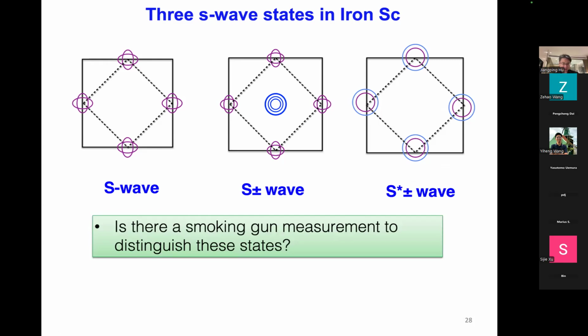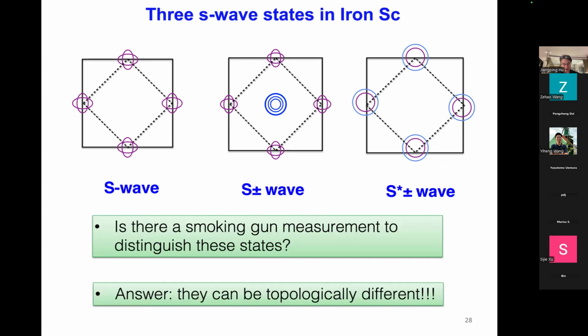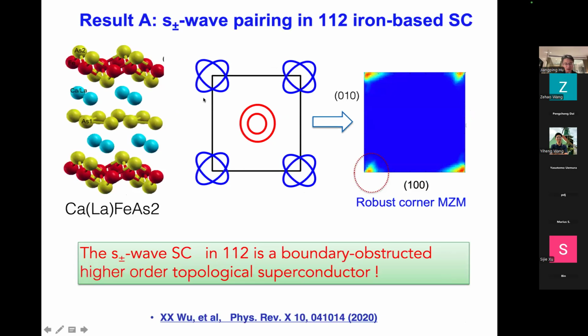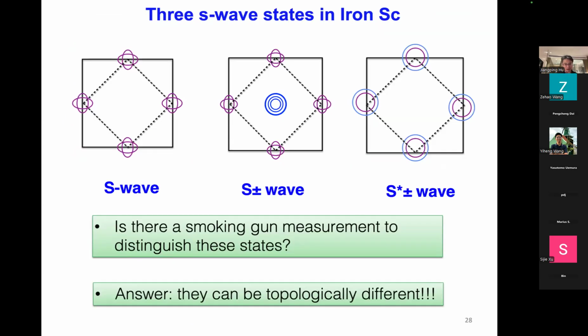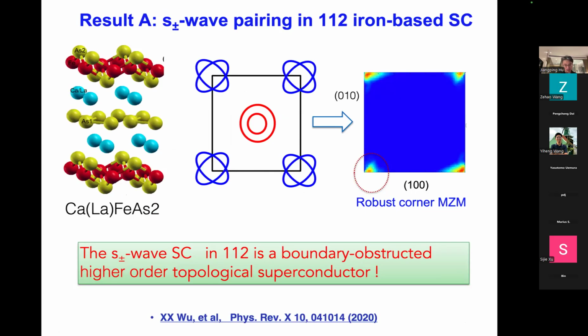So the question is how we are going to distinguish these three states, and whether there's a smoking gun experiment. We know that for S wave, we cannot do the real space phase interferometer. So what can we do? Here I try to tell you that what we can do is use topology to differentiate these states. Okay. So the first one I try to distinguish is the S plus minus with a hole pocket, and how we can get a topological signature. This is the summary of the paper we first proposed.